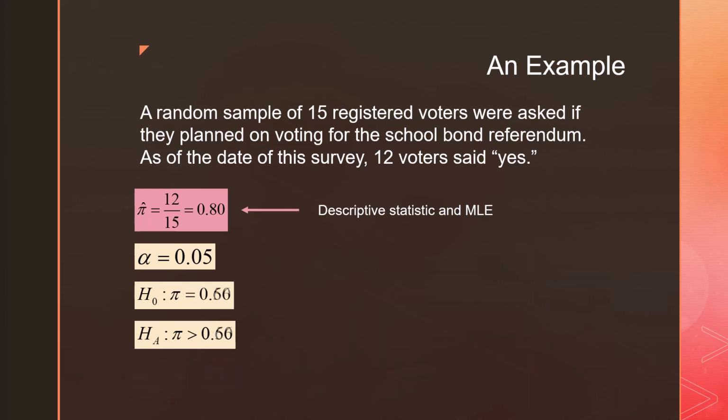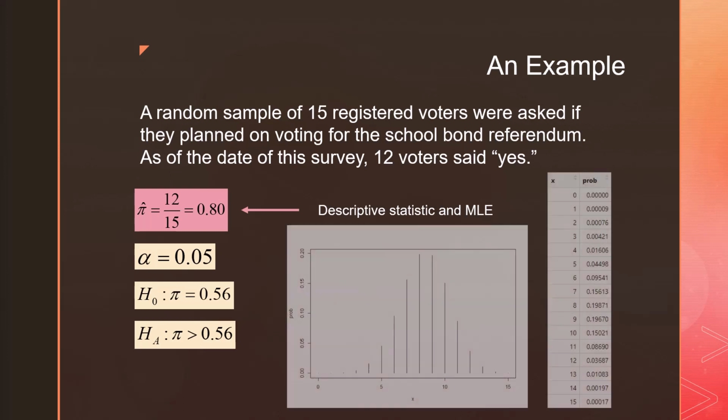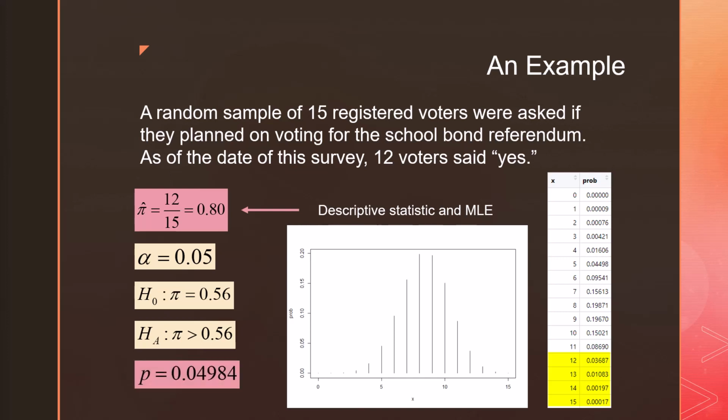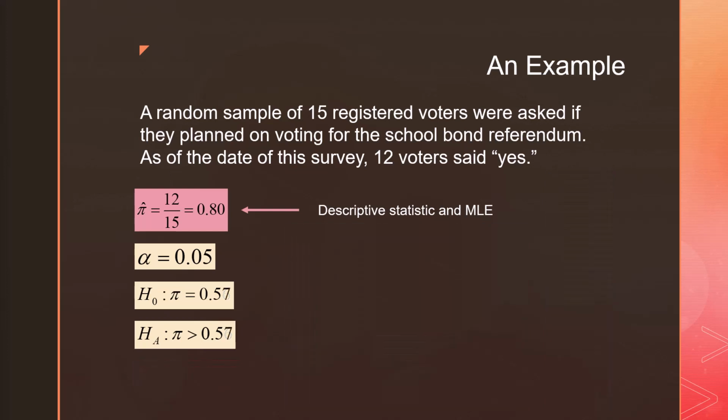How about this hypothesis, pi equals 0.56? Should we put that in the interval? Here's the distribution. Summing the values that exceed and are equal to 12, our observed number of yes voters, we can calculate the p-statistic. We cannot put 0.56 in the interval. It is rejected. All right, what about 0.57?